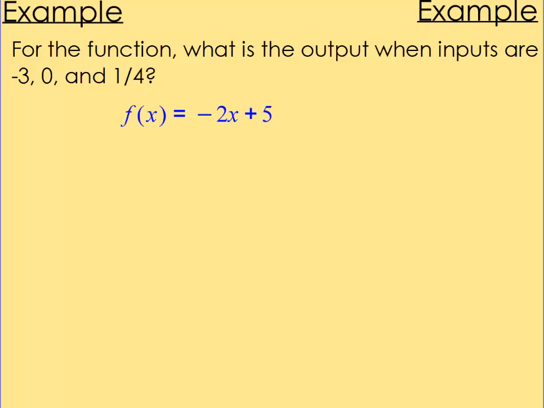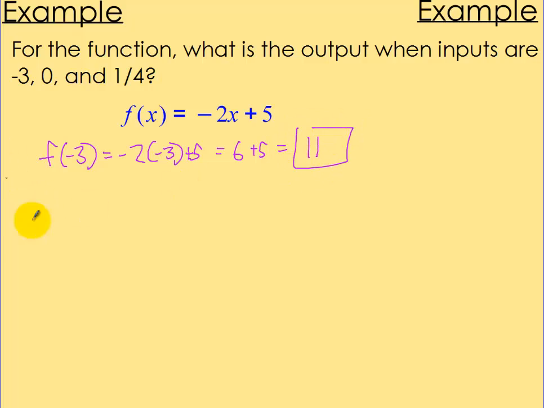Alright, let's try these examples. Pause the video. Alright, for the function, what is the output when the inputs are negative 3, 0, and 1/4? So we'll do this in all three cases. So the first one for negative 3 is f of negative 3 equals negative 2 times negative 3 plus 5. So negative 2 times negative 3 plus 5 is going to be 6 plus 5, which is going to be 11. So that's my first one.